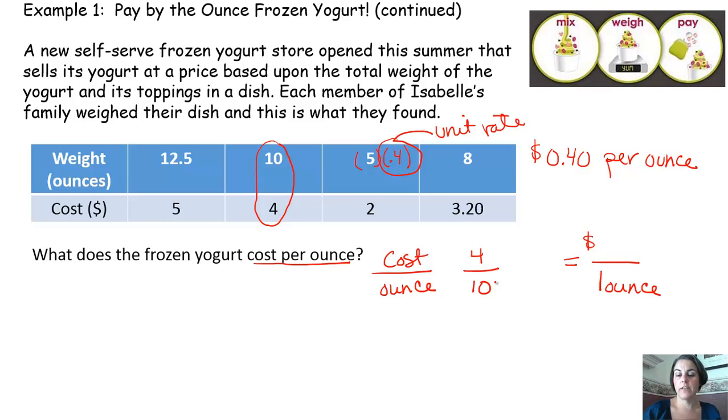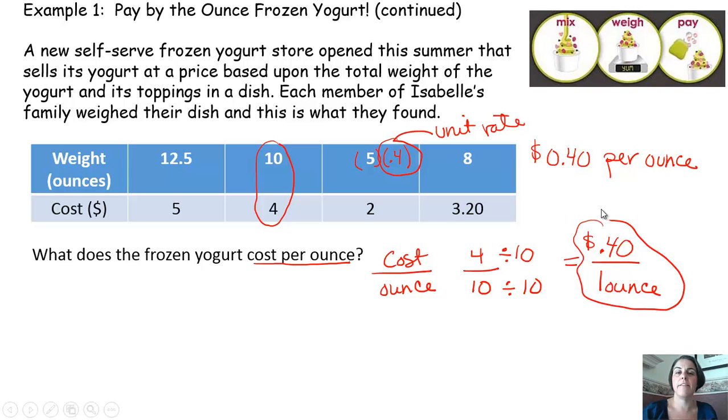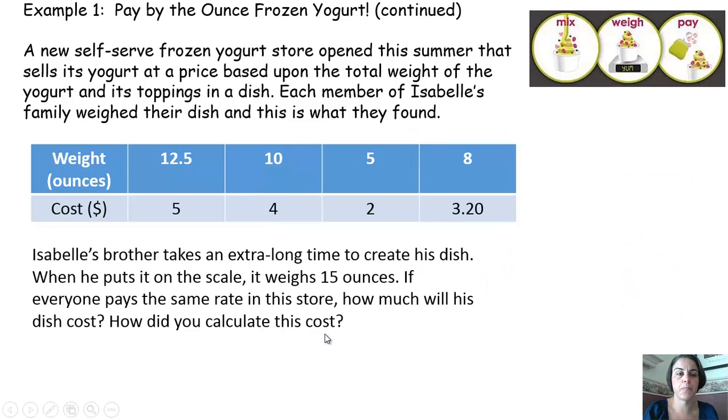So here I say, okay, look at my denominator. What do I do to 10 to divide down? I divide by 10 to get to 1. Whatever I do to the denominator, I must also do to the numerator. 4 divided by 10 on your calculator is 0.4. But never would a clerk ask you for 0.4 of a dollar. They won't say, oh, it's 0.4 of a dollar per ounce. No. You have to put that zero placeholder in so you understand that it's actually 40 cents per ounce. And there you go. That's your unit rate.